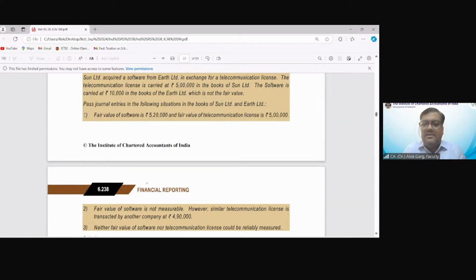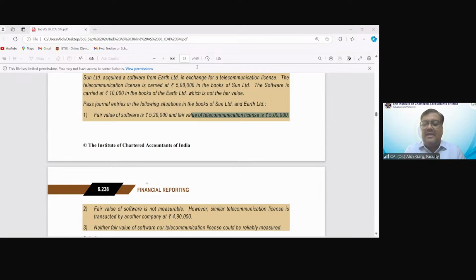Situation number 1. The fair value of the software is 5,20,000. The fair value of the asset acquired is 5,20,000. I am only talking from the perspective of Sun Limited, what accounting entry Sun Limited will pass. And the fair value of the telecom license is 5 lakh. So in the first case, the fair value of the asset acquired is given and the fair value of the asset given up is given. Which fair value do we need to take to record the transaction in the books of Sun Limited?